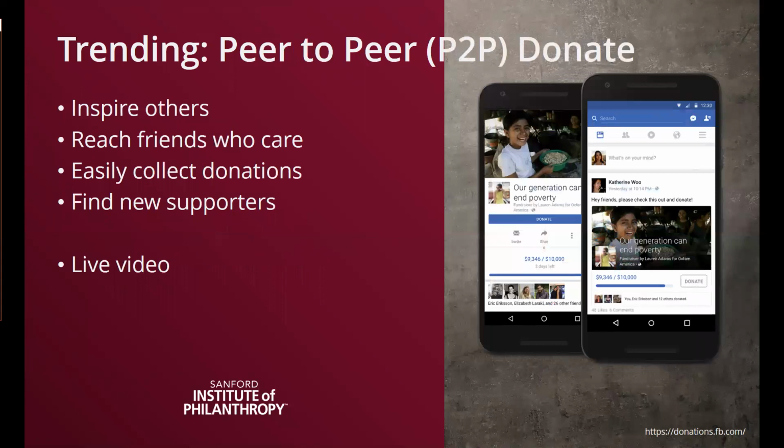Another thing that we're seeing trending, and this is using the Facebook donate button, is the peer-to-peer donation opportunities. Peer-to-peer is where I set up a funding account, I say I'm raising money for this cause that I find important, and I send it out to my network. It really can amplify your nonprofit message, amplify your fundraising efforts, and makes it easier for your donors to donate and participate in your cause. It can also be integrated into live video.